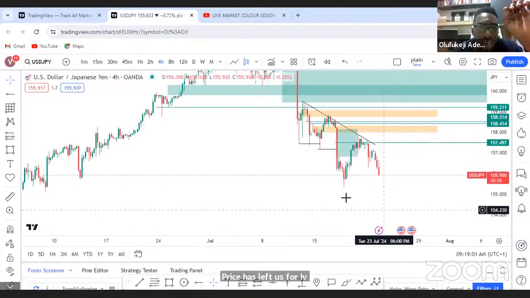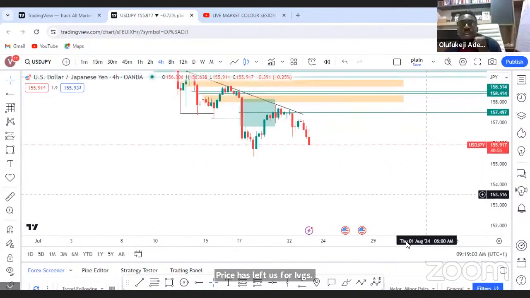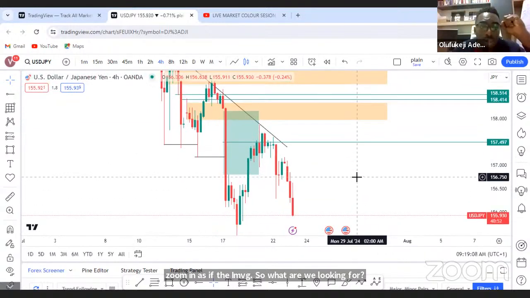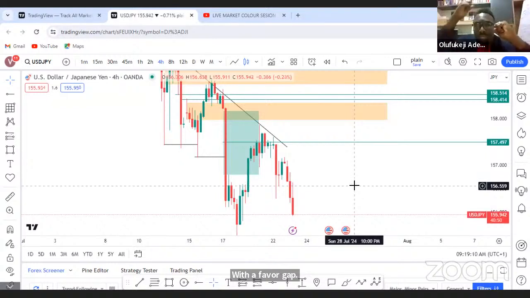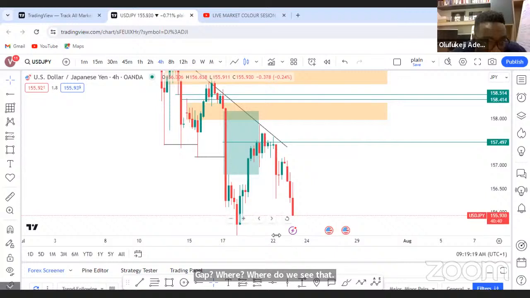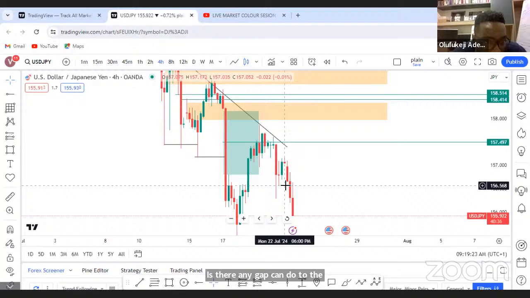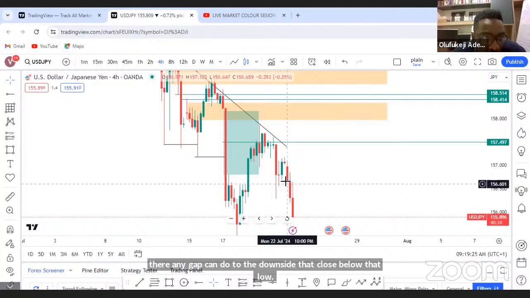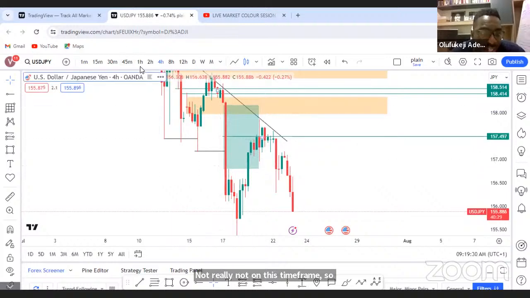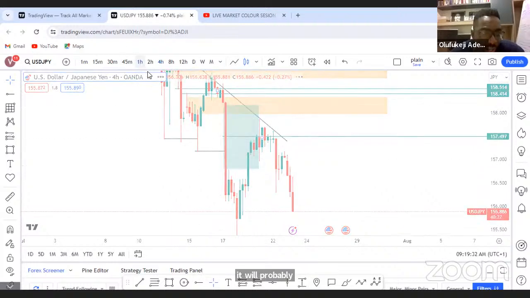Let's zoom in and see if there are IFVGs. So what are we looking for? A sharp green candle to the upside with a fair value gap, and then a sharp red candle to the downside with another fair value gap. Where do we see that? So that's our green candle to the upside. Is there any fair value gap candle to the downside that closed below that low? Not really, not on this time frame. So it will probably be on the 1-hour time frame. So let's move to 1 hour.